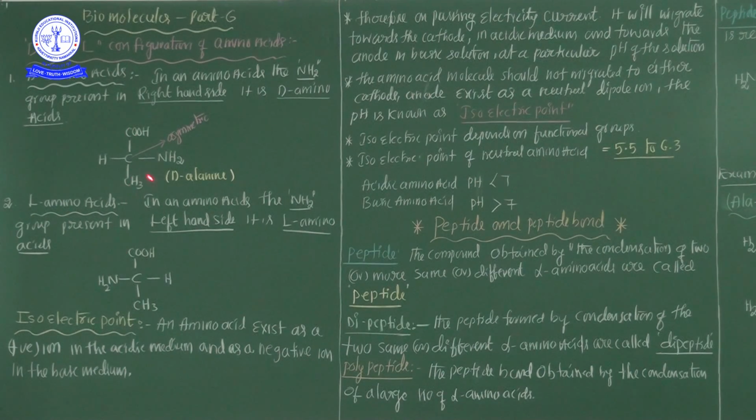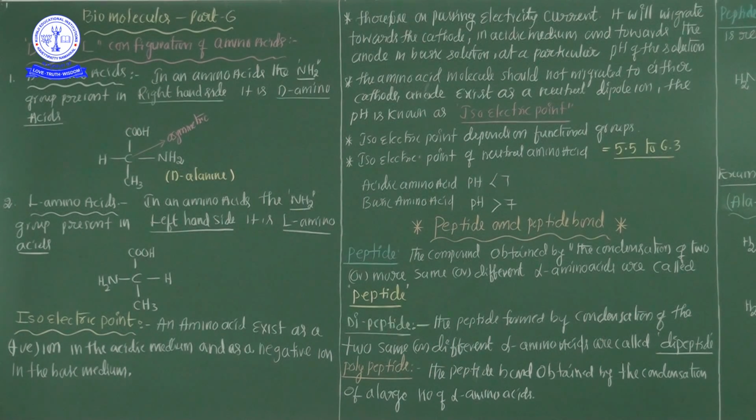So these are the dextrorotatory and levorotatory amino acids. Dextro means the NH2 group is present on the right hand side, that is called a dextrorotatory amino acid. Levorotatory amino acid means the NH2 group is present on the left hand side, that is called a levo amino acid.